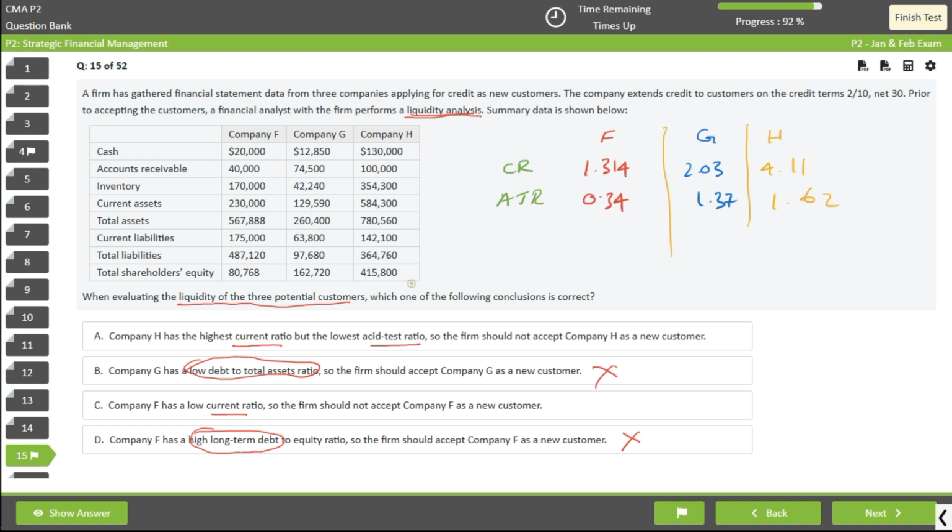So now let us analyze the options. Company F has the low current ratio. This is correct. So the firm should not accept company F as a new customer. This is the correct option because it is having the low current ratio.